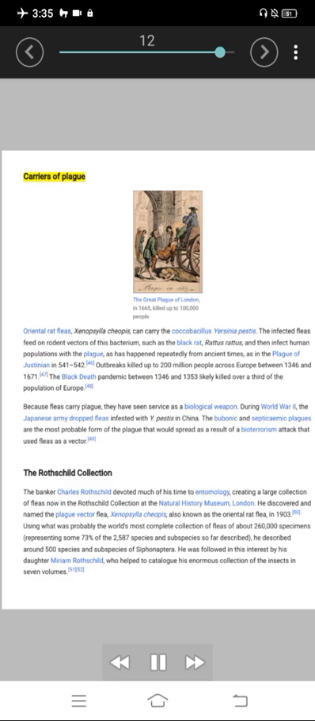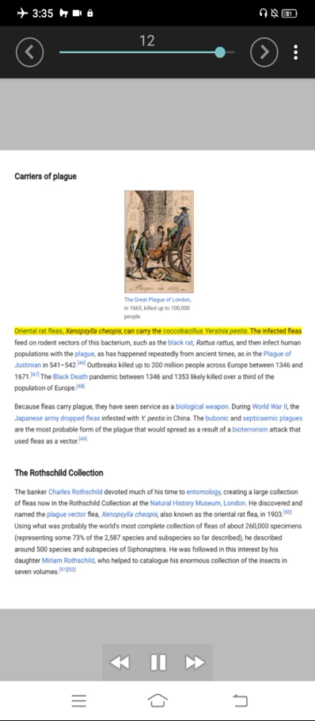Carriers of plague. The Great Plague of London, in 1665, killed up to 100,000 people. Oriental rat fleas, Xenopsylla cheopis, can carry the coccobacillus Yersinia pestis. The infected fleas feed on rodent vectors of this bacterium, such as the black rat, Rattus rattus, and then infect human populations with the plague, as has happened repeatedly from ancient times, as in the plague of Justinian in 541 to 542.